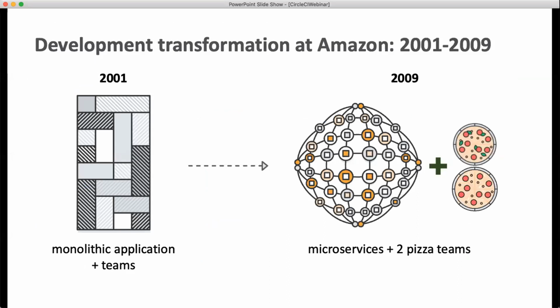Now, how did Amazon transform? We went from a monolithic application in 2001 to a microservices architecture in 2009. We completed the transformation, and with the two pizza teams, the organization is split into microservices. They're smaller teams, and they own everything. The two pizza team came up as an analogy: the team should be able to be fed by two pizzas. It's just a concept that we use within Amazon.